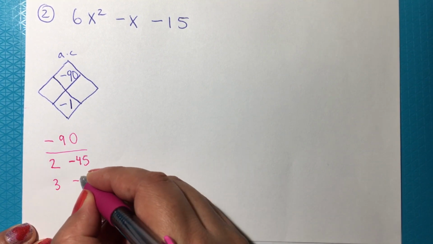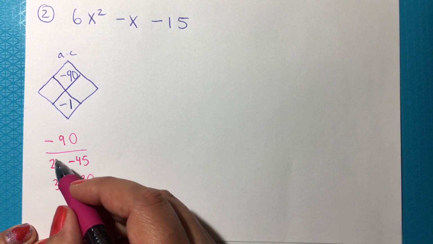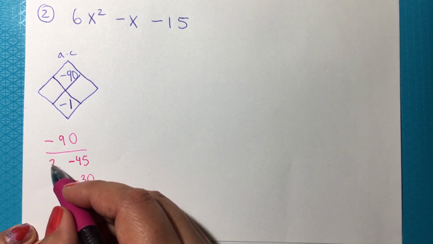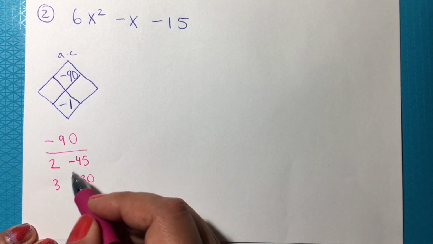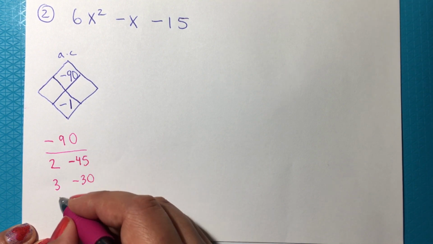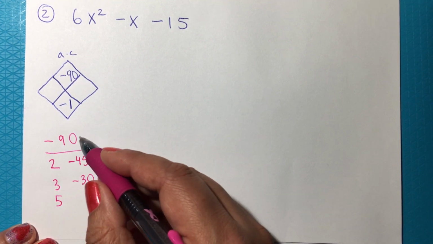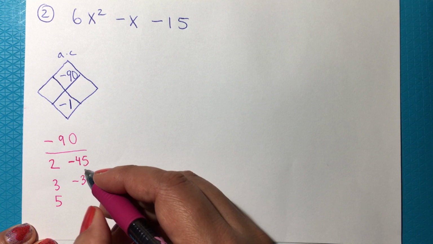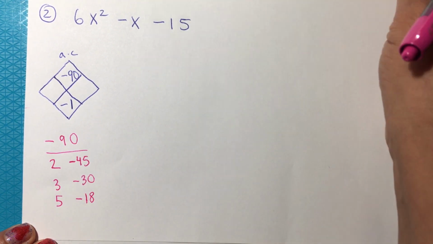3 times negative 30. 4, well, since the rule for 4 is that if it's divisible by 2 and this gives me an even number, then it is divisible by 4. But because this is not an even number, then it's not divisible by 4. 5, 90 divided by 5, it will be negative 18.